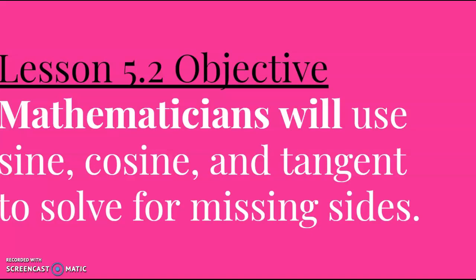Hello, mathematicians. In today's lesson, we use sine, cosine, and tangent to solve for missing sides. This is lesson 5.2.